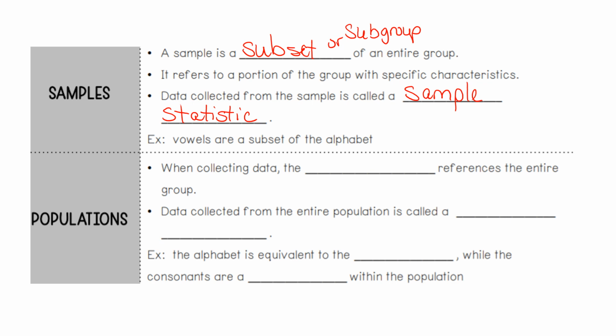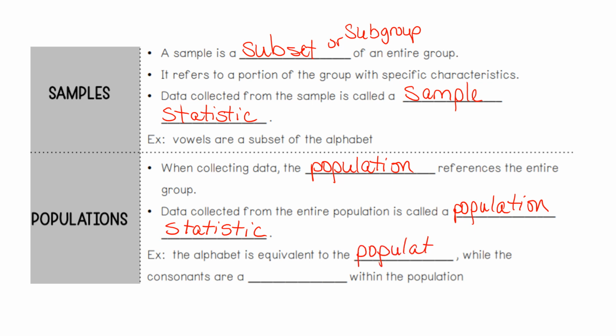Populations. When collecting data, the population refers to the entire group. So population is the entire group. Data collected from the entire population is called a population statistic. So an example would be the alphabet is equal to the population, while the consonants are a sample within the population.